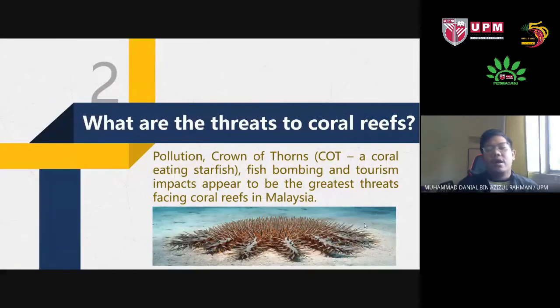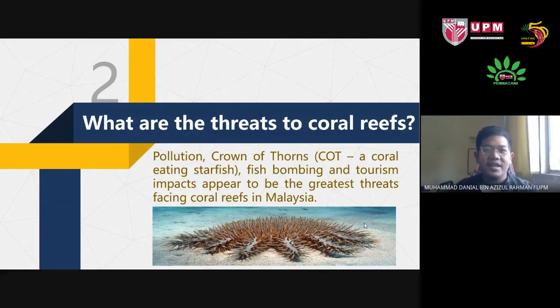Okay, what are the threats to coral reef? There are pollution, fish bombing, and tourism impacts, and they appear to be the greatest threats facing the coral reef in Malaysia. Not only that, as you can see at the bottom of the slide, there's a picture. You can see down there, it's a type of starfish.